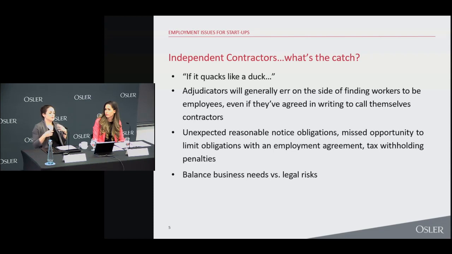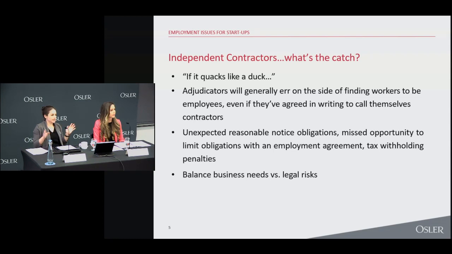You can be liable for the failure to have deducted and remitted the CPP and EI. You can have taxation issues with the lack of income tax. You can have ESA liability because you haven't been, for example, paying them overtime if they would have been entitled to it as an employee, or vacation pay, that kind of thing. So it can become a bit of a mess. And all that to say, and this issue comes up a lot, like anything else, you'll have to make an assessment of legal risk tolerance versus business needs.